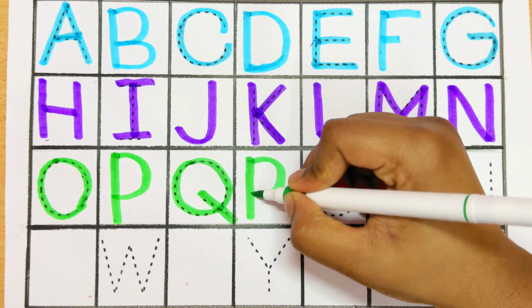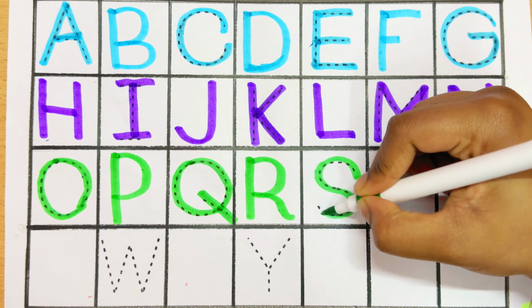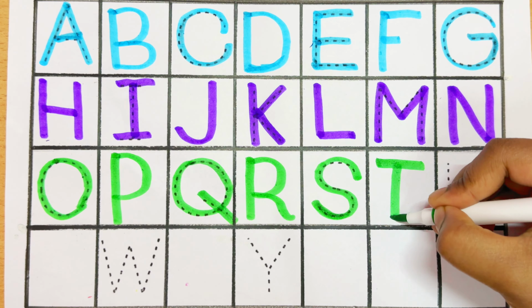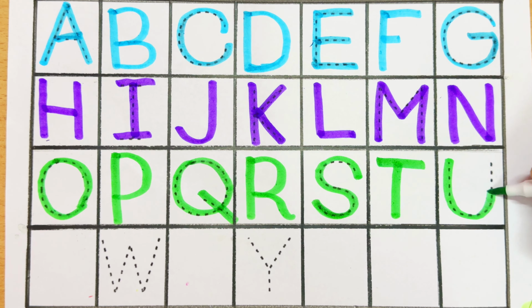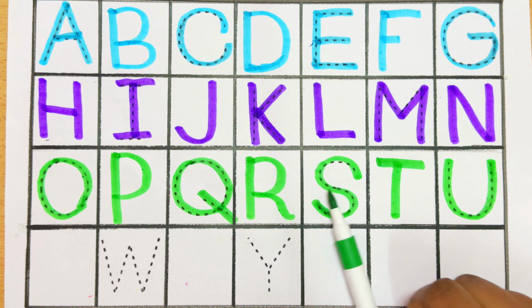R. R for radio. S. S for school. T. T for turtle. U. U for umbrella. Which color is this, kids? Green color.